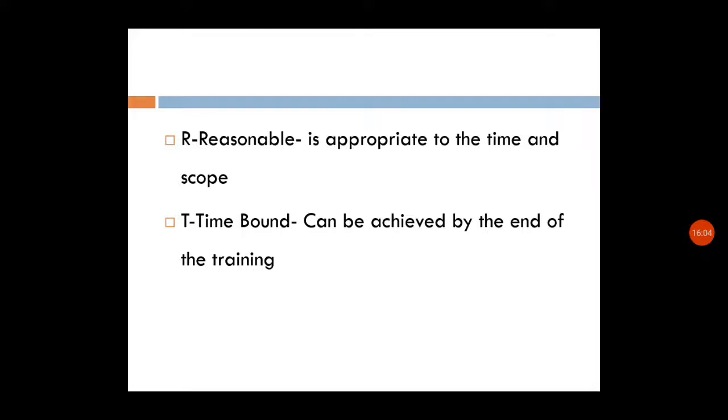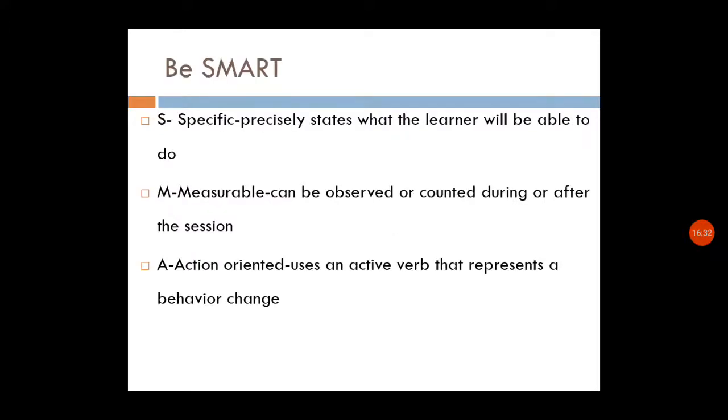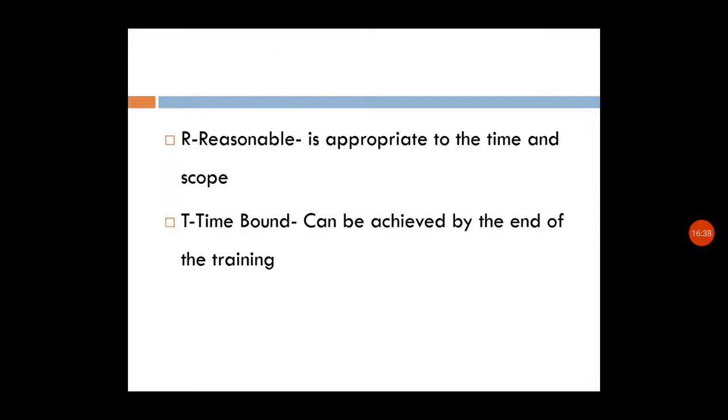Next, it should be time bound, that can be achieved by the end of the training. So there should be a time bound, that is, at the end of the session. Every time we have to see that at the end of the lecture, at the end of the session, at the end of the demonstration, we are expecting it. There should be a time component. So that is SMART: specific, measurable, action oriented, reasonable and time bound.